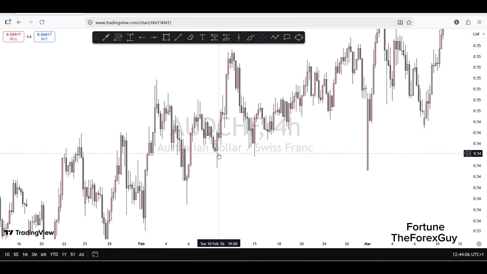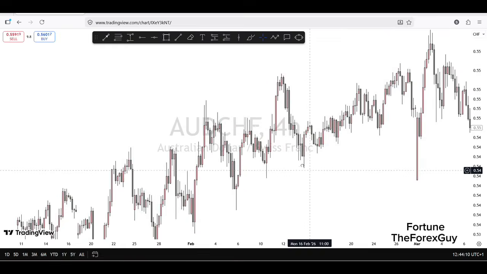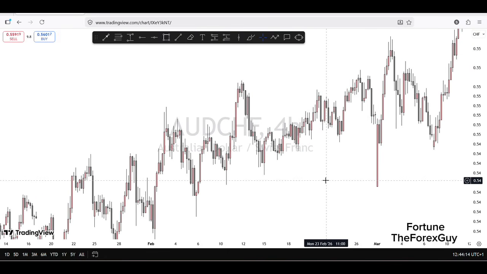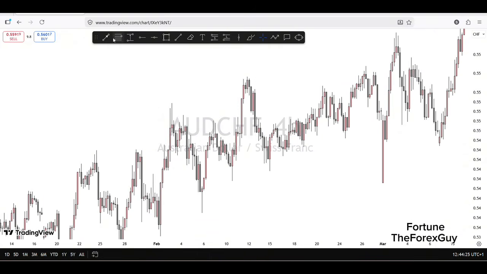So this is AUDCHF, the 4-hour time frame. Let's just see the possible trade we can find on this particular pair using supply and demand blended with discount and premium zones. So let's focus on this current structure.